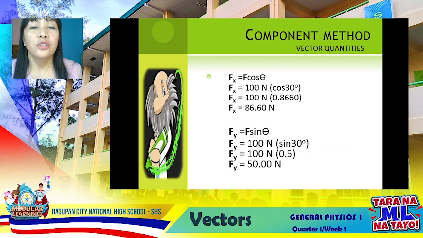Okay, to find the value of f sub x, we will use the trigonometric functions sine and cosine. For f sub x, we will use cosine because f sub x is the adjacent side of the angle, the adjacent side of the angle here.